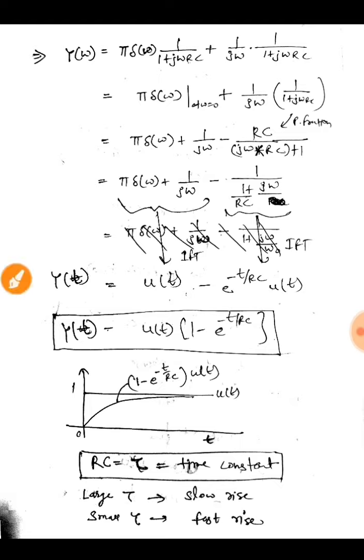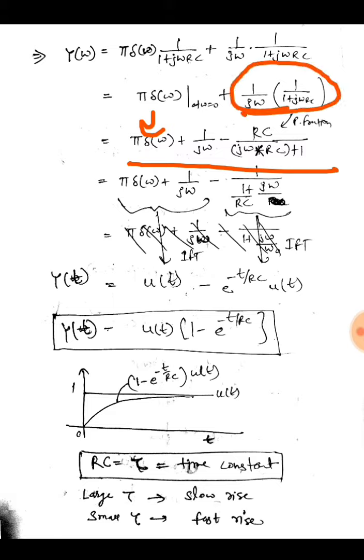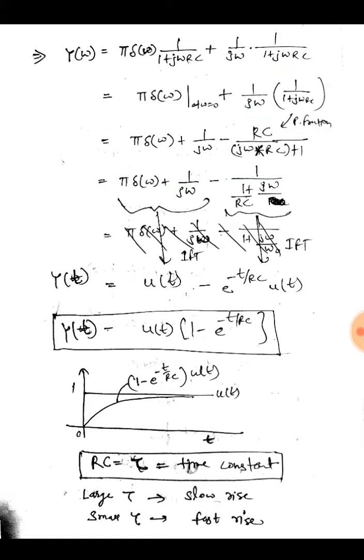So using partial fraction, this πδ(ω) would remain the same, and these two functions are now split into two functions using partial fraction: 1 upon jω minus RC upon 1 plus jωRC. So taking this, it is πδ(ω) plus 1 upon jω, and dividing both numerator and denominator by RC, I would get 1 upon (1 upon RC plus jω).